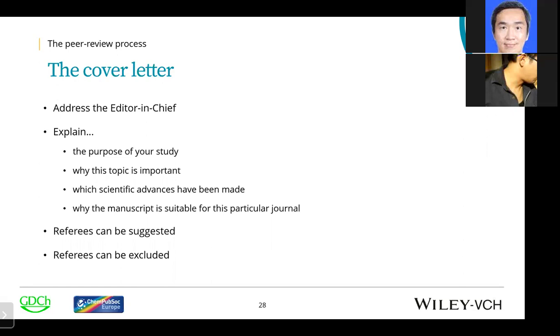And also in the cover letter, you can suggest referees who are relevant and experts in the field. And of course, you can also exclude referees that you feel have potential conflicts of interest.